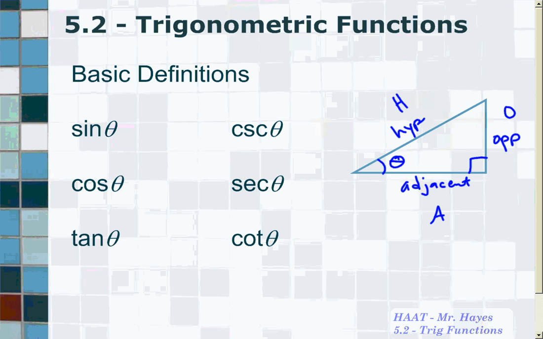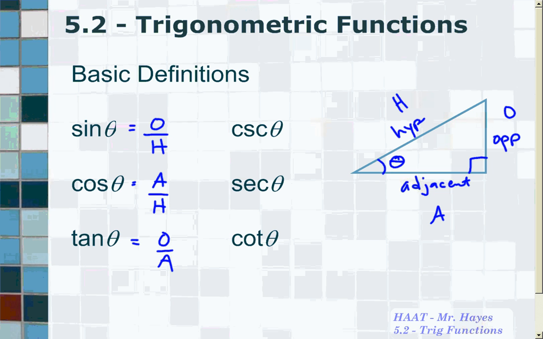So sine, by definition, is my opposite side over my hypotenuse. Cosine is equal to the adjacent over the hypotenuse. And the tangent is the opposite over the adjacent. You guys know that, of course, by your good old SOHCAHTOA.